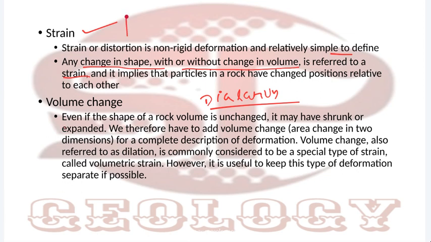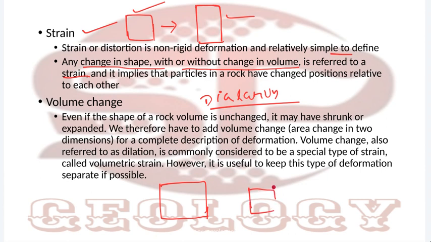Suppose this is a rock body. Now it is deforming, like this. Now the shape is changed, but the entire volume will be the same. But volume change means, suppose a rock body is like this, then it shrinks to this shape. So here the shape remains constant, but the volume changes. So it is usually dilation. Sometimes it is considered as volumetric strain.